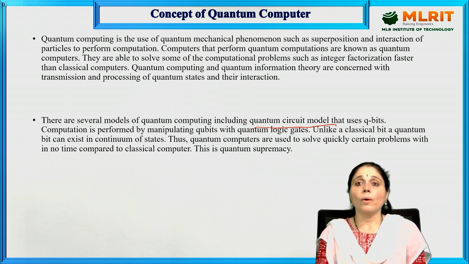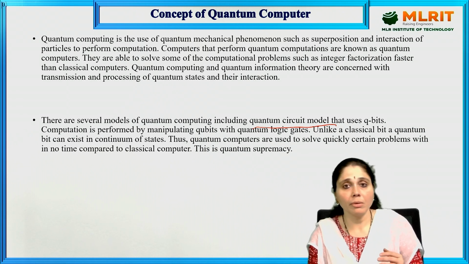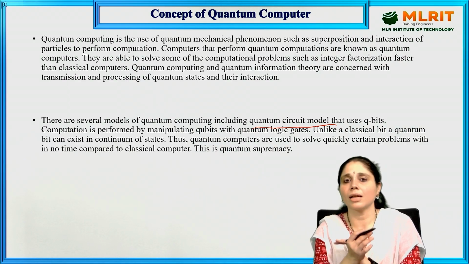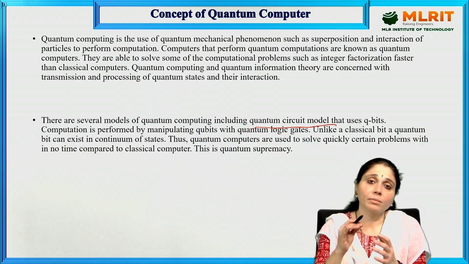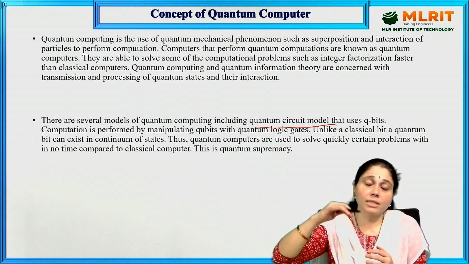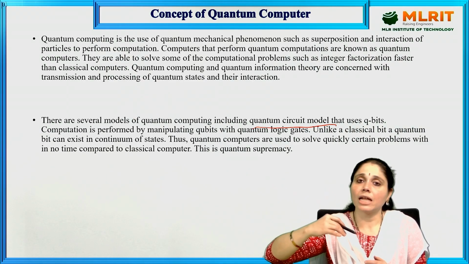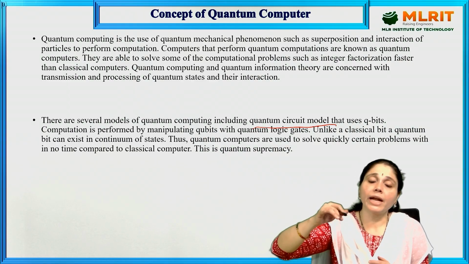So, this is the quantum supremacy. Supremacy means authority or higher authority over classical. Here, quantum supremacy means that since it has the superposition of states, it will always be in the on state itself. That means it will always generate some energy.